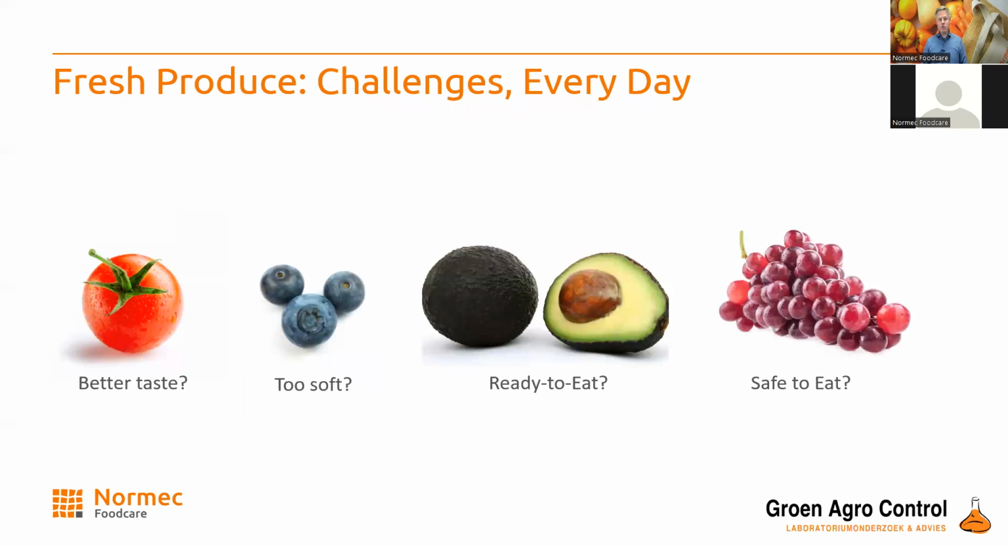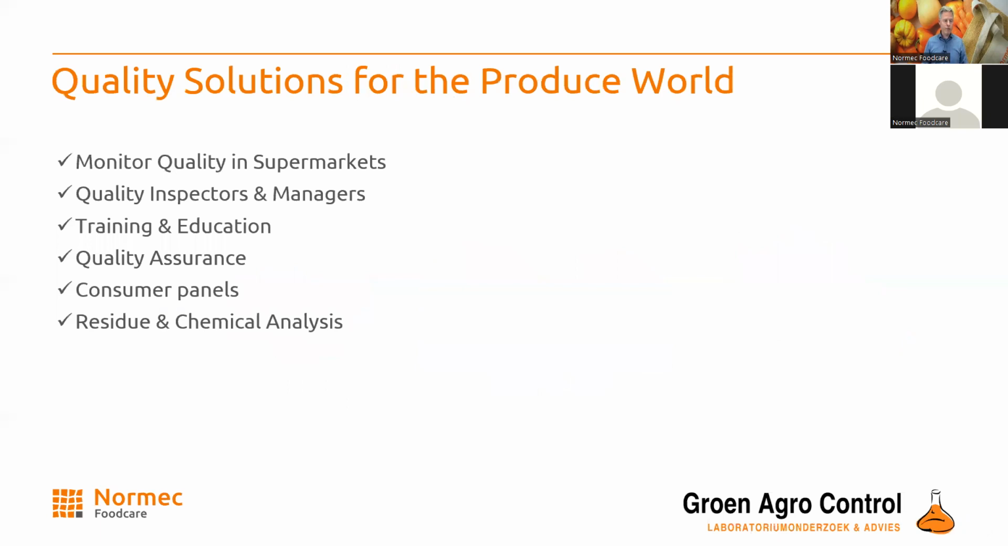Now, for those of you that don't know us, Groen Agro Control and Norman Food Care, we are a Dutch company very active in the typical challenges that the fresh produce industry has. I'm just going to give you a few examples here. Things like, can we get better taste in tomatoes or in strawberries? If you talk about blueberries, for instance, they tend to be too soft. How can you control that? Things like ready to eat in avocados or mangoes, and also the very broad subject of food safety. Is a product safe to eat? And that's really what we will be talking about today with regard to residue analysis.